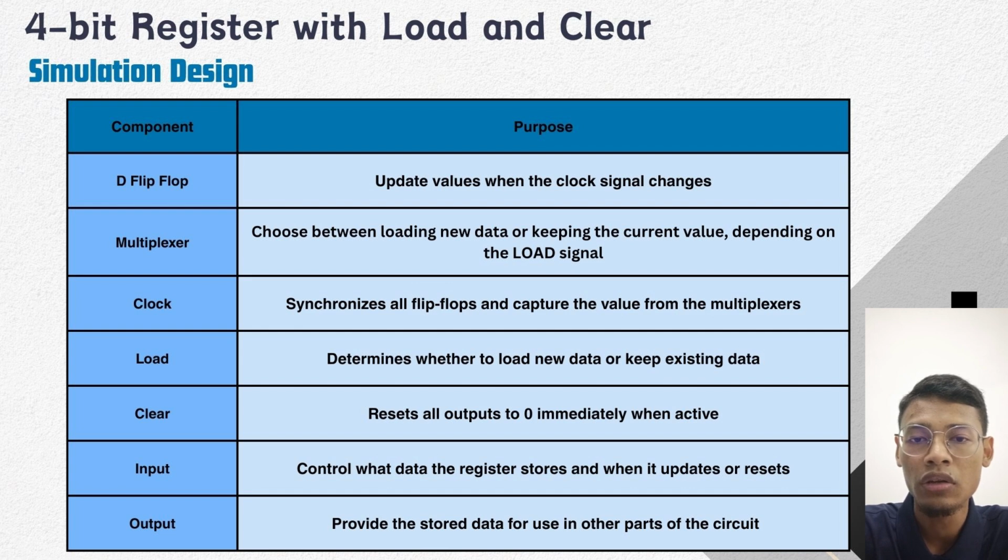Clock. The clock will synchronize all flip-flops and capture the value from the multiplexers. Load. Load will determine whether to load new data or keep existing data. Clear. Clear will reset all outputs to 0 immediately when active. Input. Controls what data the register stores and when it updates or resets. Output. Provides the stored data for use in other parts of the circuit.